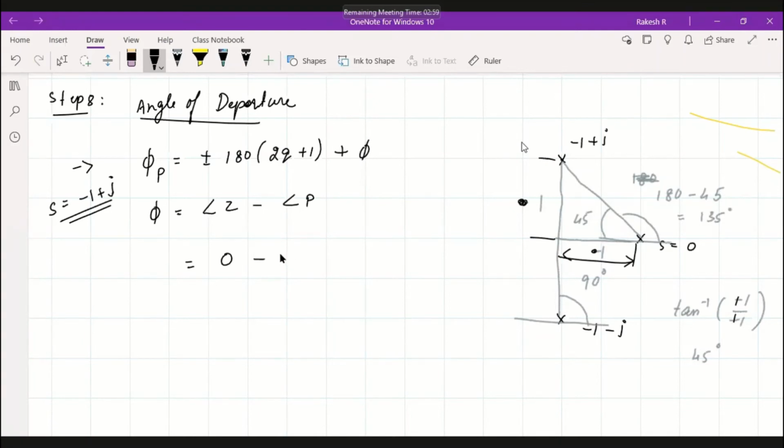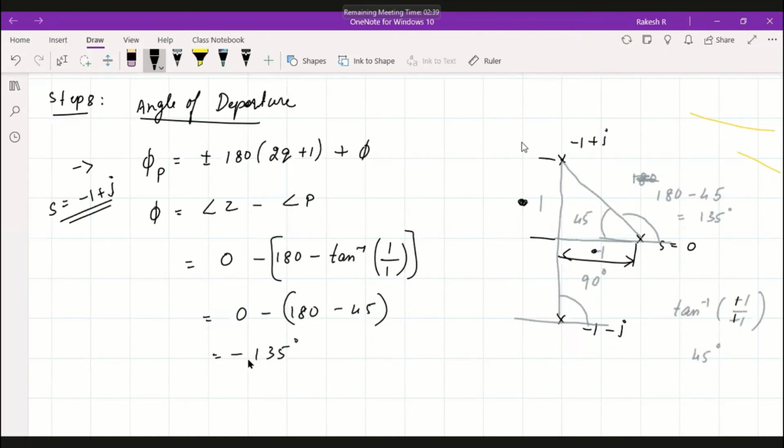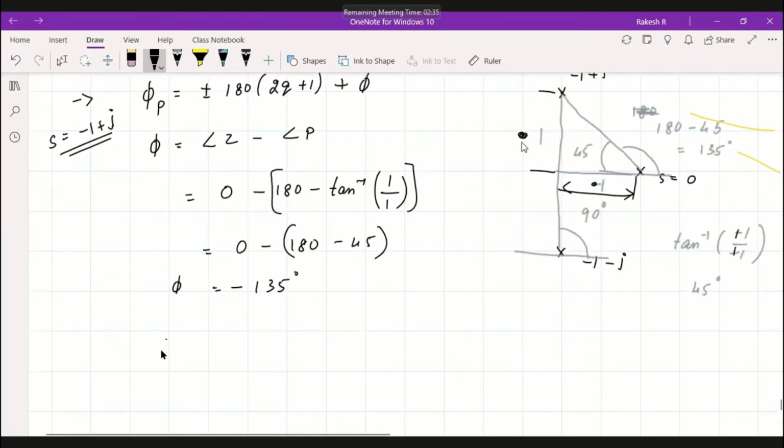So this will be 180 minus tan inverse of b by a, that is 1 divided by 1. You can write it like this. So this will be 0 minus of 180 minus 45, which is 135 degree. This will be minus 135 degree. So now we shall substitute it here.